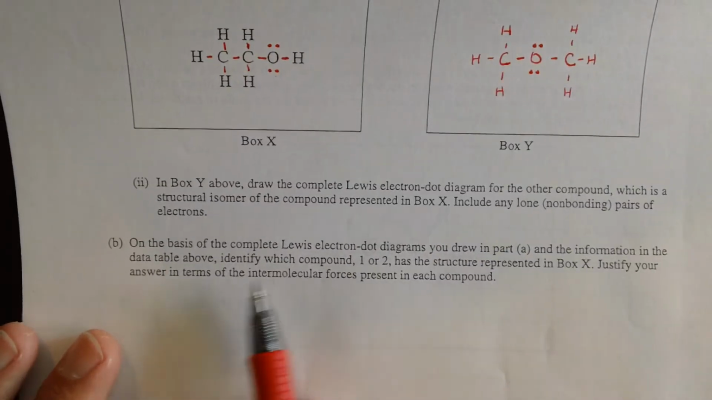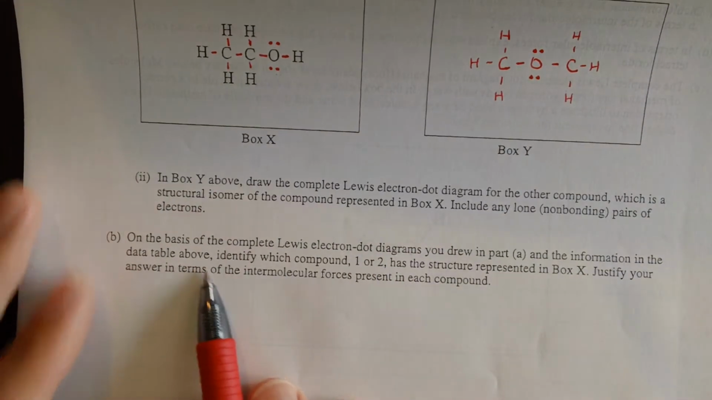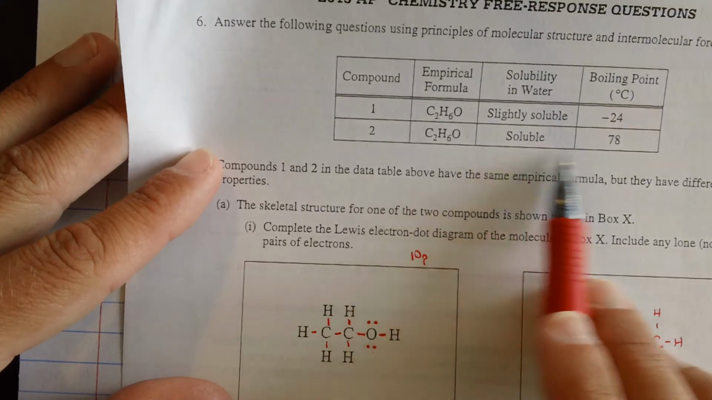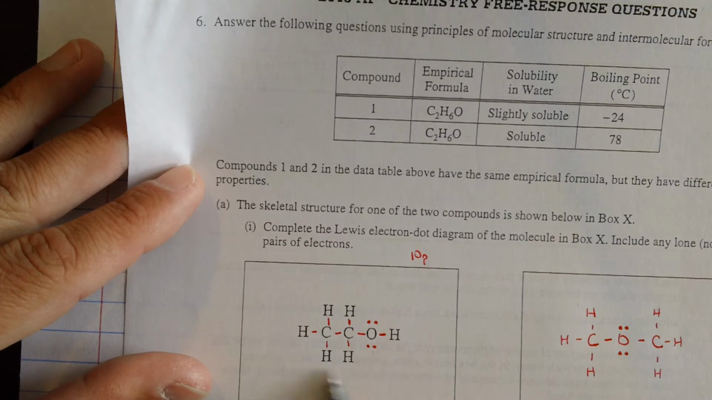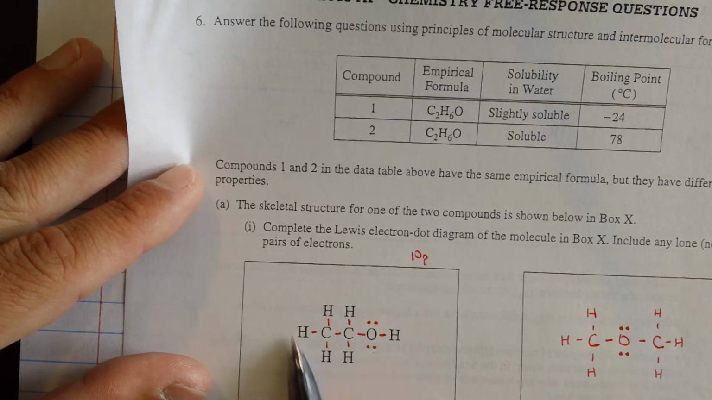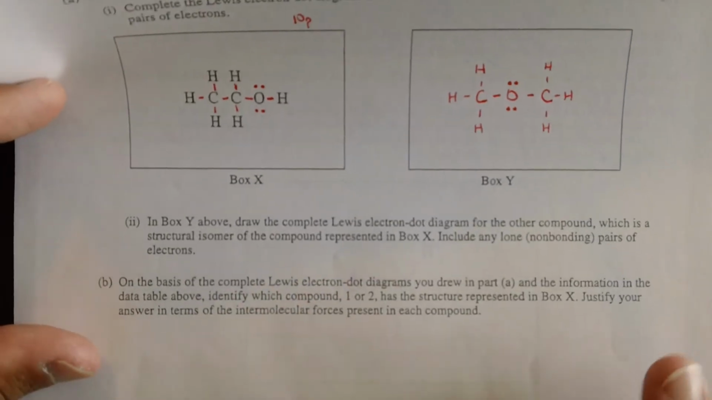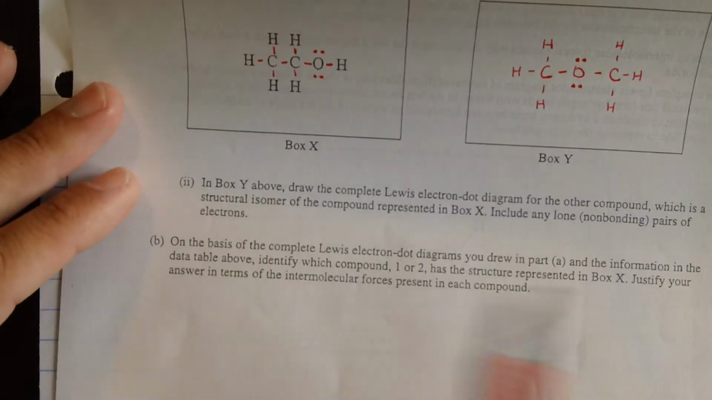So part B says, on the basis of the complete Lewis electron dot diagrams you drew in A, and the information in the data table, identify which compound, 1 or 2, is represented by X. So X is going to be the one that has the higher boiling point and the greater solubility. Why? Because it's more polar, because it has greater intermolecular forces, specifically hydrogen bonding. Now when we get down here, it talks about each compound, right? So we're going to have to explain intermolecular forces in each compound. So here we go. Box X is representing compound number 2. That's the answer to the question.